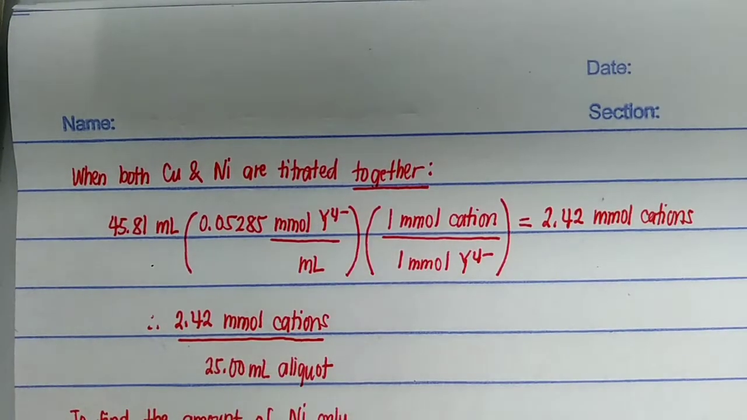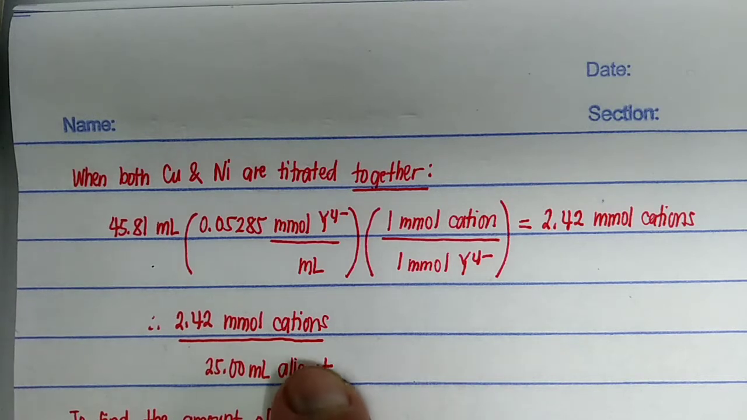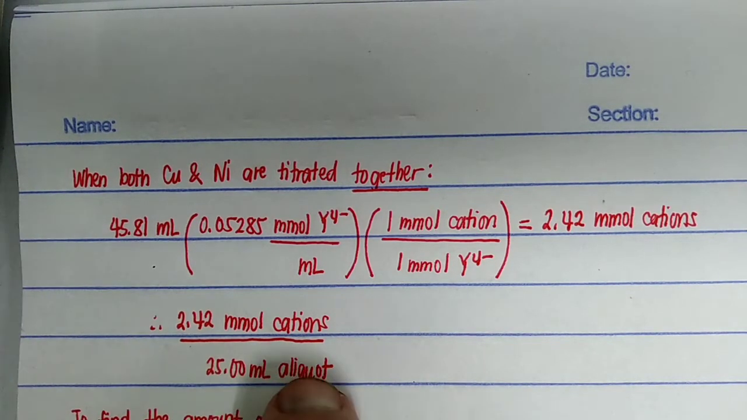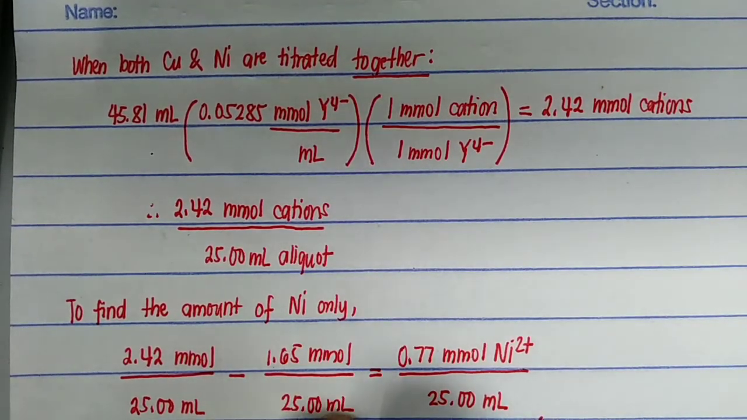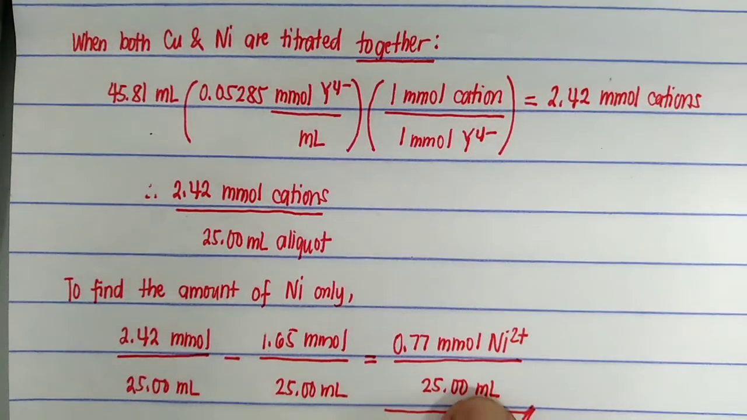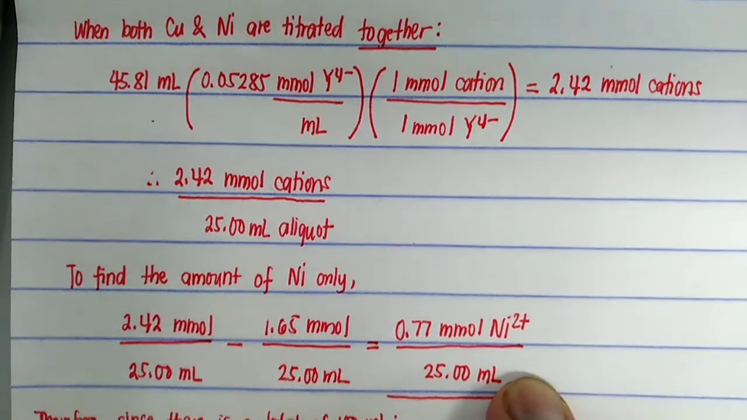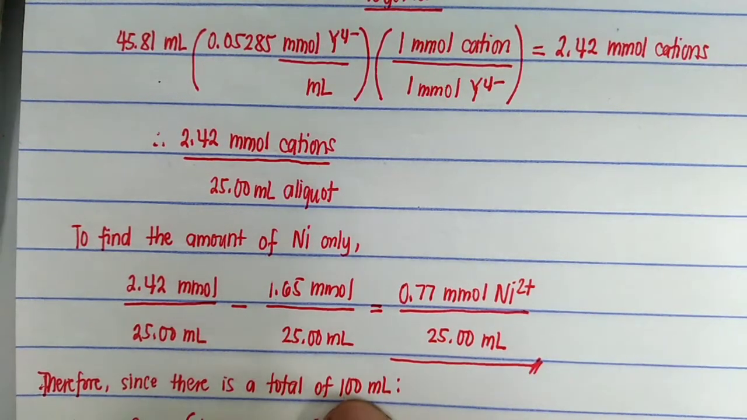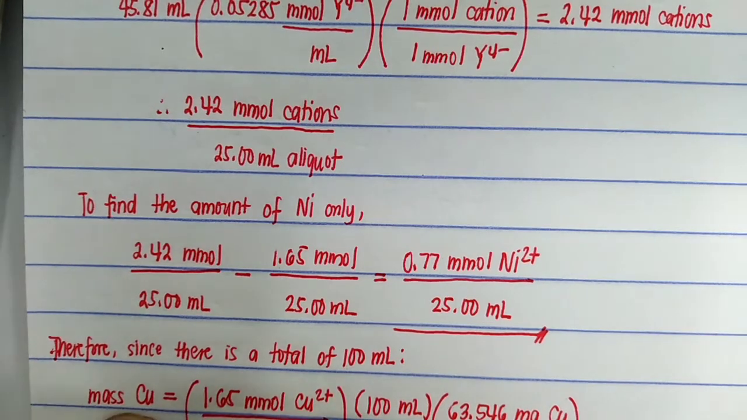So that's 2.42 all over 25. And so, since I've already computed the number of moles of copper only, what I want to do now is get this one when they are together and subtract it with the amount of the copper only. So what I'm able to get right now is the number of moles of nickel that is present in my sample. Now with that, since, if you recall, from the problem, there is originally a total of 100 ml of our sample, we can now compute easily the mass of copper.